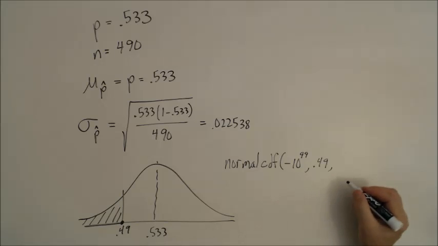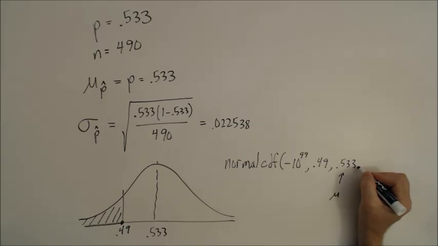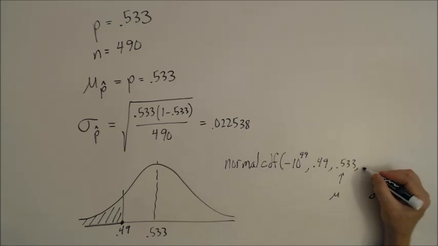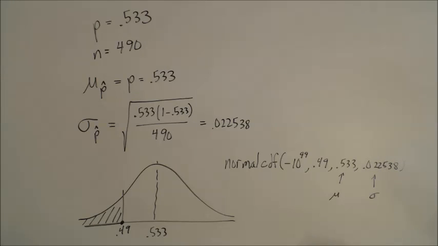The mean is 53.3%, and the standard deviation we've computed to be about 0.022538. Making this calculation, we find that the probability of a sample proportion less than 49% is equal to about 0.0282. That's the probability we were asked to compute, and that completes problem number 2.